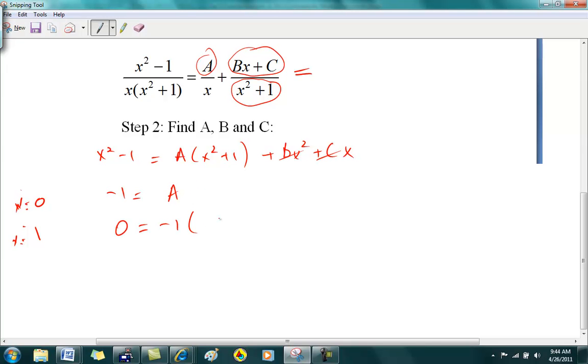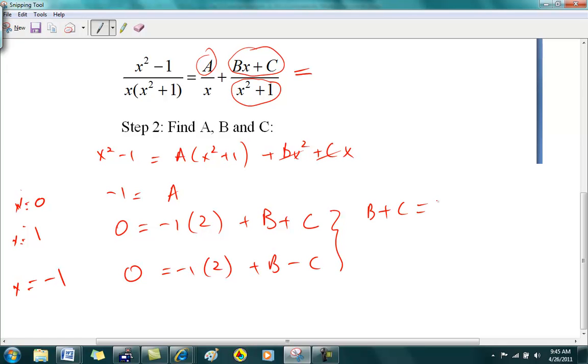so that's going to be negative 1 times 2 plus b plus c, which means that b plus c is equal to 2. If I put x equals negative 1 on my left hand side, I get 0 is equal to negative 1 times 2, that's a b, and that's a negative c. So here are my two other equations that I need to solve for b and c. b plus c is equal to 2, b minus c is equal to 2 as well.